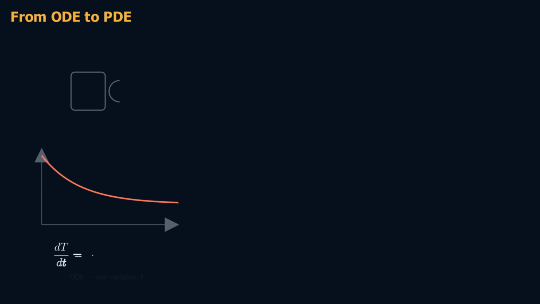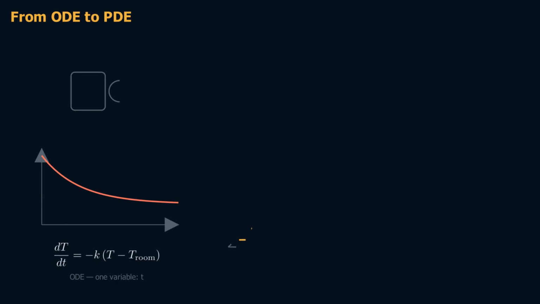If I only care about the average temperature of my coffee, that's one function of one variable. Temperature as a function of time. Newton's law of cooling tells us its rate of change is proportional to how far it is from room temperature. That's an ordinary differential equation. An ODE. One independent variable, so there is only one kind of derivative. dT by dt. The word ordinary literally means derivatives with respect to a single variable.